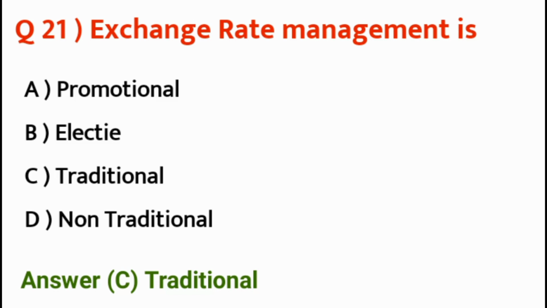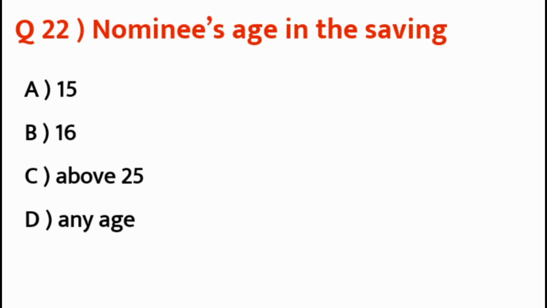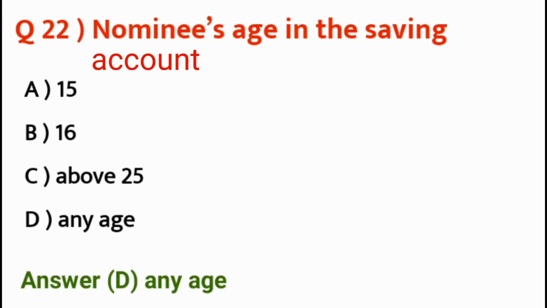Next, question number 22. Nominee's age in the saving account is. These are the options and the correct option is option D, any age.